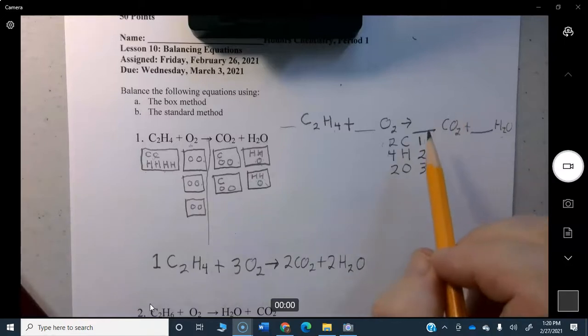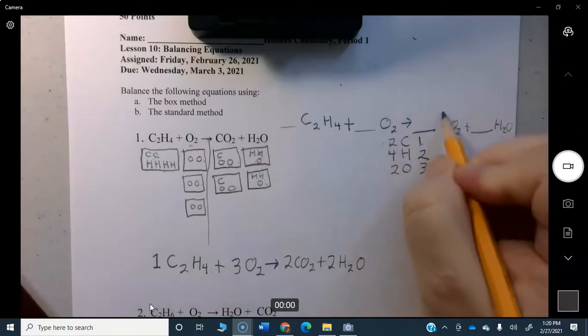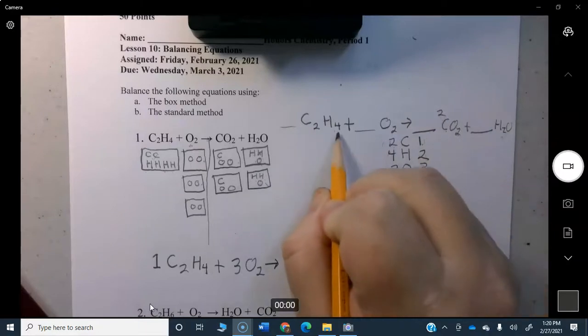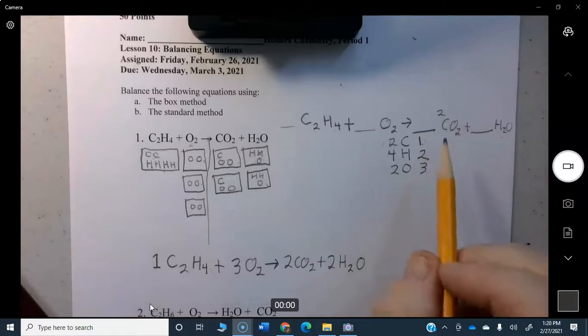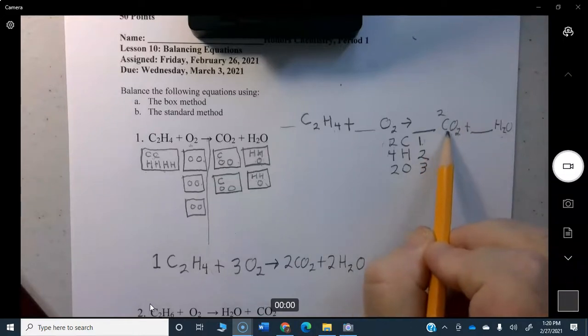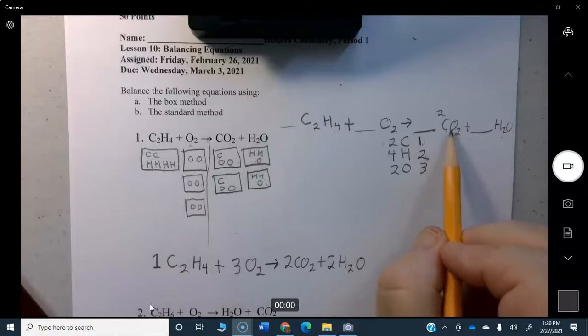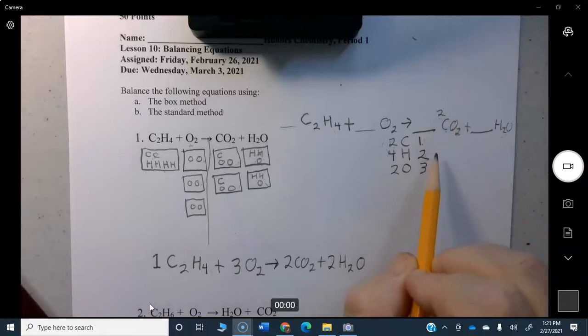So I'm going to again start with carbon. There's 1 on this side, 2 on this side. So I'm going to put a coefficient. You cannot change the subscripts. You can't change these little numbers. They're stuck. What you can do is put a coefficient in front. Now let's be sure we know how to read this. This CO2 means there's 1 carbon atom and 2 oxygen atoms, and they're just put together into a molecule called carbon dioxide. Once I put a 2 coefficient out in front, I now have 2 molecules of CO2.